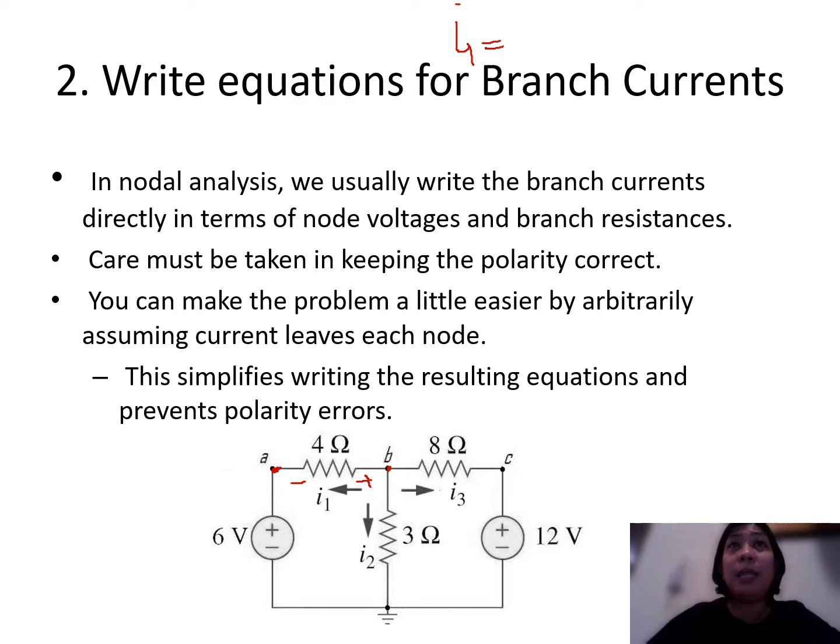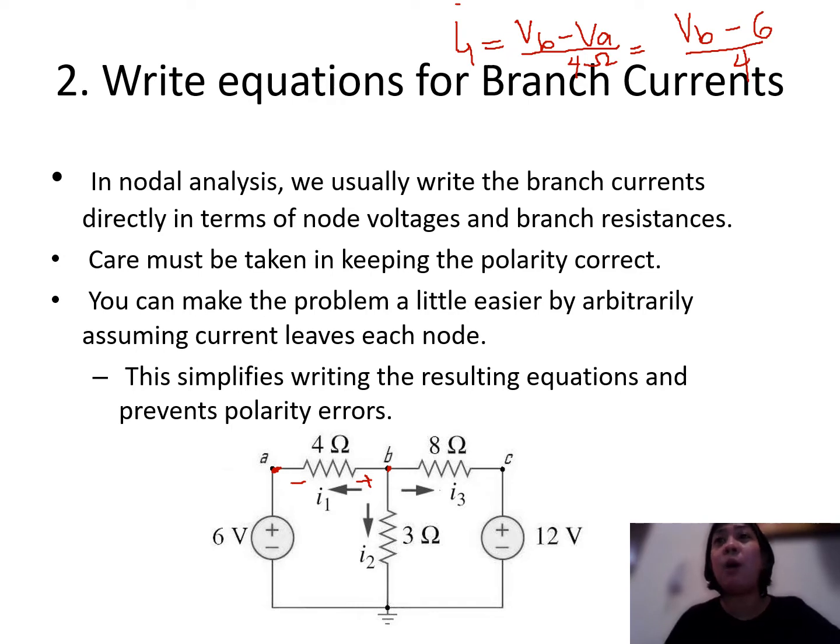So we can easily write that your current I1 is written as VB minus VA divided by the branch resistance connected to it, which is equivalent to 4 ohms. But previously we said that VA is equal to 6. So we can write that I1 is equivalent to VB minus 6 all over 4. Okay, so we have written our first current equation.